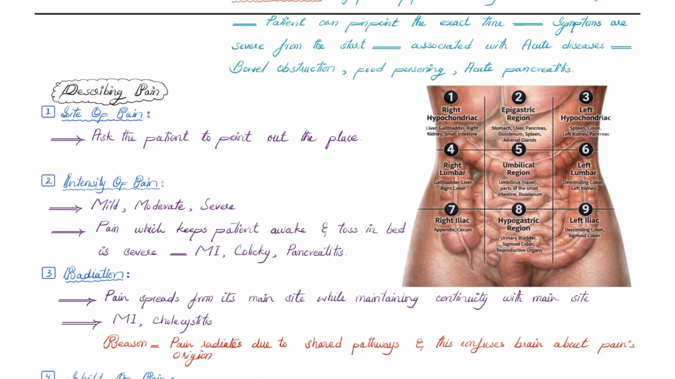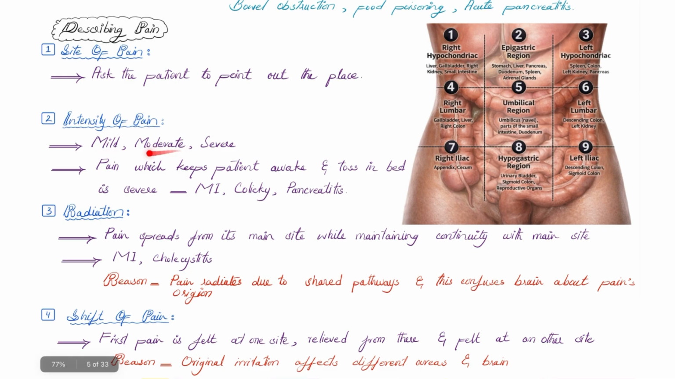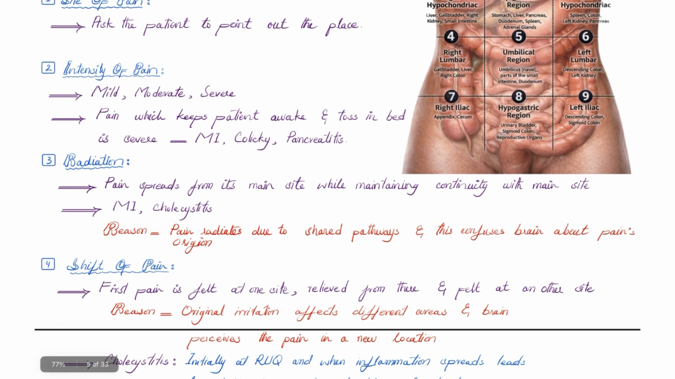Then intensity of pain. Pain can be mild, moderate, and severe. You can ask the patient to score his pain out of 10, with 8 to 10 being extremely excruciating pain. Pain which keeps the patient awake and tossing in bed is severe, like myocardial infarction pain, colicky pain, and pancreatitis.